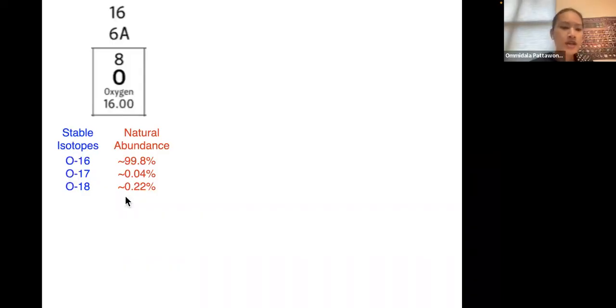One thing I want to point out is that oxygen-16 contributes to most of the oxygen sample. So that's why, when you're looking at the average mass, it's going to come out close to oxygen-16, because oxygen-16 contributes most to the mass of the oxygen sample.